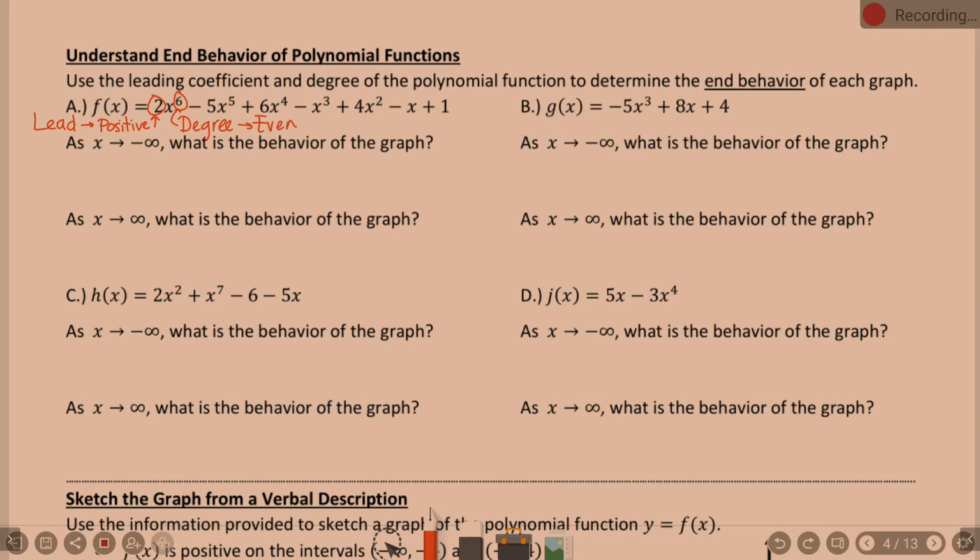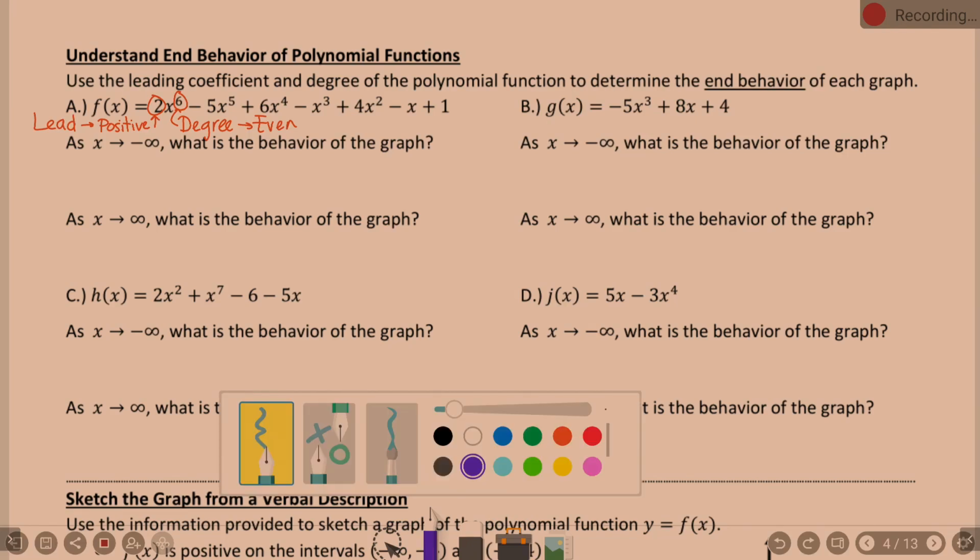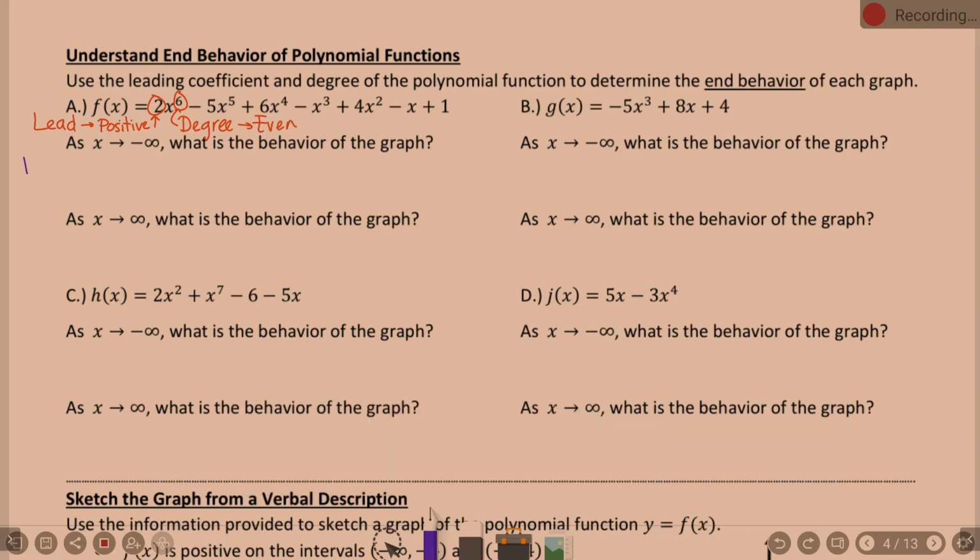Even. What do we know about even, folks? Think y equals x squared. It's either up and up or down and down. Now, what about this one? It's a positive and even. So that means my end pieces are going to go up and up.